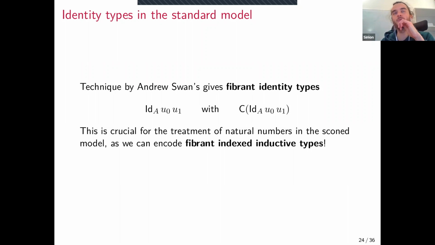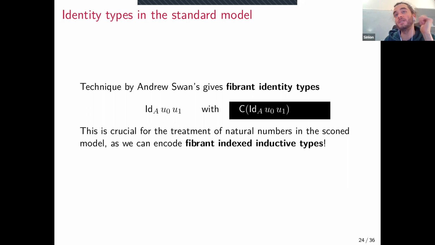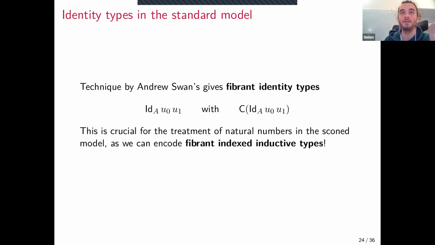But one thing which is important for what I'm doing, and I probably should hurry up a bit, is that we also have identity types. Identity types with the good definitional equality computation rule. This follows a technique by Andrew Swan. So we can also define the identity type, which is also in the fibrancy structure on this. And this will be crucial for how we will treat natural numbers in the scone model.